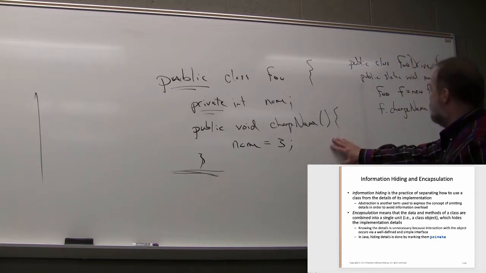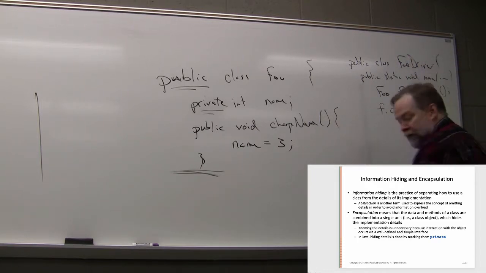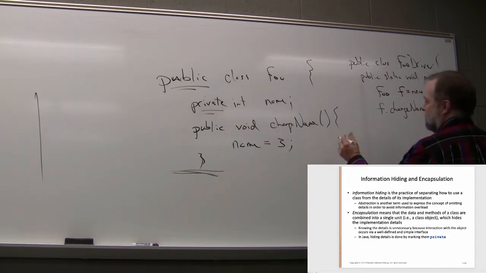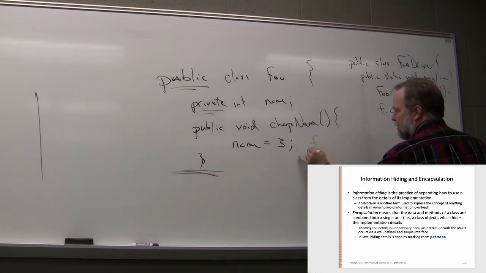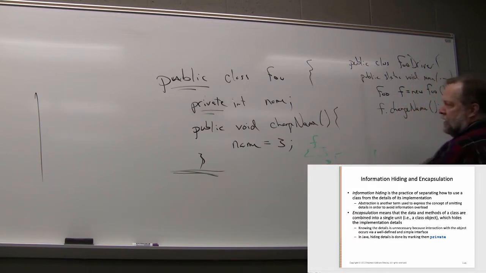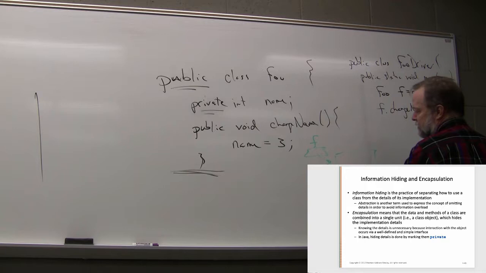Right, and if we stick with the graphology we were using before, we would have f as this variable, and f is pointing to an object. In this case, the object only has one field. It's called name.